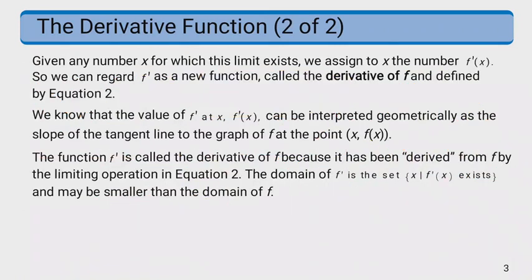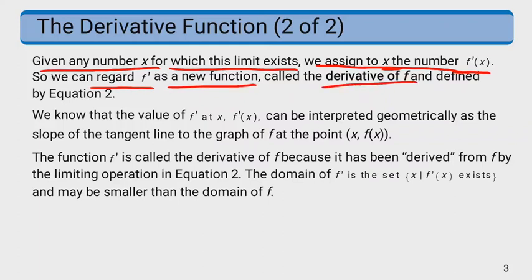That's what we want to get into now. So given any point x for which the limit exists, we know that we can assign to x some new value f prime of x. And we can regard f prime as a new function called the derivative of f. It has a domain, and the domain may not necessarily be the domain of f. It may be restricted, but that's the new function that we have.